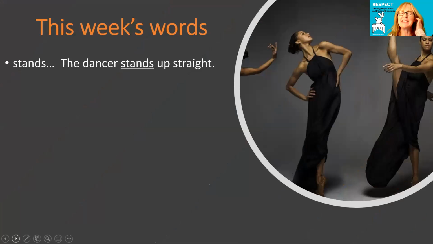This week's words: stands. The dancer stands up straight. And you can hear that Z sound at the end of stands. You can also see that stand has "and" in the middle. You can hear the N and the D, so that makes it a consonant blend. This is also a consonant blend or cluster because we can hear both the consonants, ST, right?